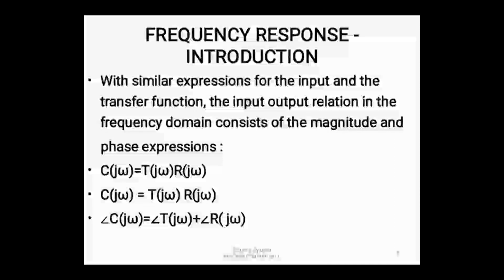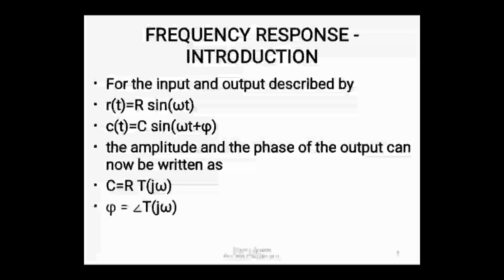With similar expressions for the input and the transfer function, the input-output relation in the frequency domain consists of magnitude and phase expressions. That is, normally we write C(j omega) is equal to T(j omega) into R(j omega). So, the magnitude of the output, C(j omega), is equal to magnitude of T(j omega) into magnitude of R(j omega), and the phase of C(j omega) is equal to the phase angle of the transfer function plus the phase angle of the input function R(j omega).